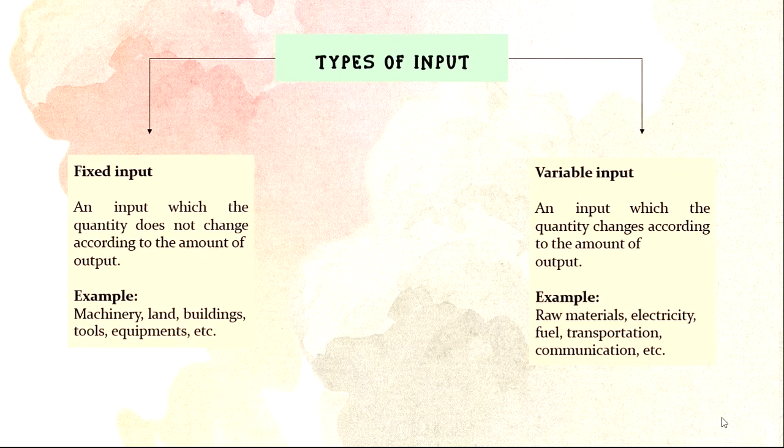For example, we want to make clothes, but the fixed input does not have to change, because it does not mean that if you want to make many clothes, we need to buy more and more input. So we move to the second one. It is variable input. It is an input whose quantity changes according to the amount of output. Examples are raw materials, electricity, fuel, transportation, and communication.